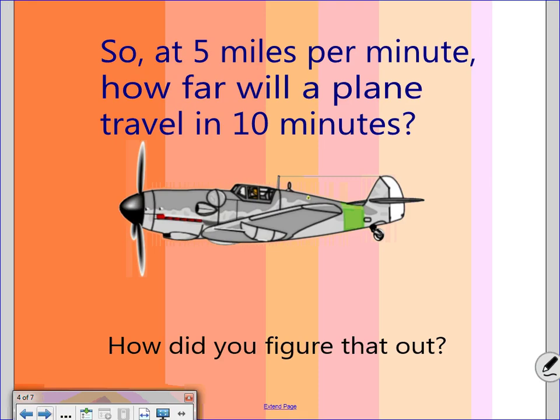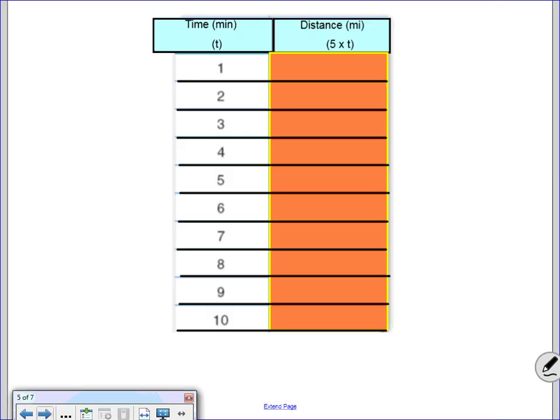So at 5 miles per minute, how far will the plane travel in 10 minutes? A little bit of fractions into this as well. If it's going 5 miles per minute, how far will it travel in 10 minutes? Well, if you go 10 minutes, you're going to be going 10 times 5, which would be 50 miles in 10 minutes. Be pretty nice if all of us had our own airplanes. Get going a little faster here.